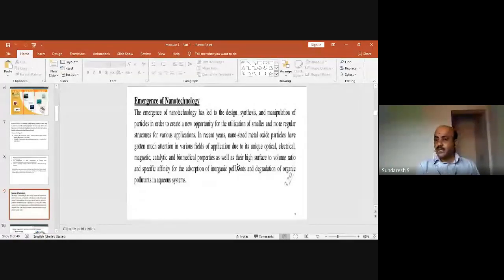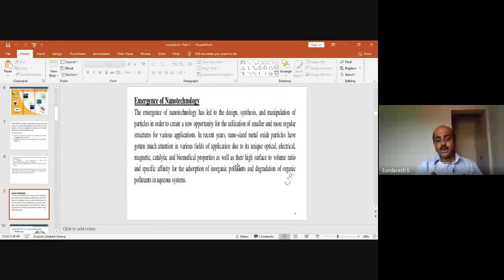So these materials or metal oxide particles, when they exhibit these properties across the nano levels, we can utilize those properties for various fields of application. This is a very important use of nanotechnology, as well as their high surface to volume ratio and specific affinity for the absorption of inorganic pollutants. This is very important. The surface to volume ratio is very high, and there is a specific affinity for absorption of inorganic pollutants and degradation of organic pollutants in aqueous systems.